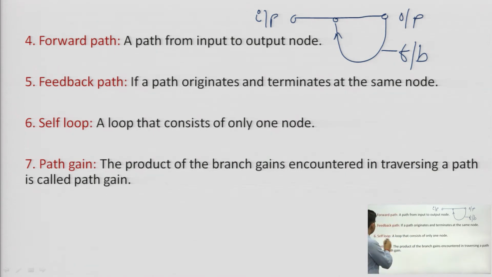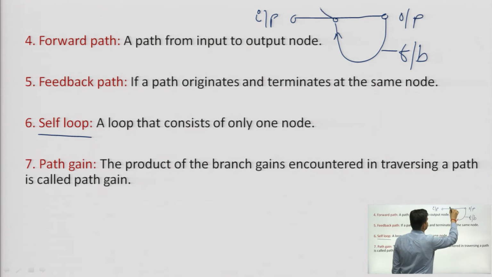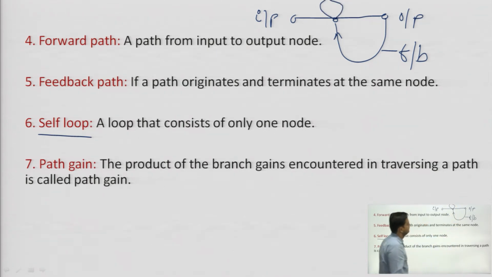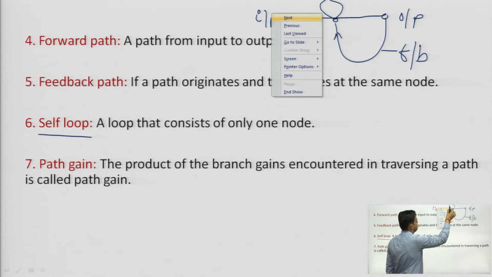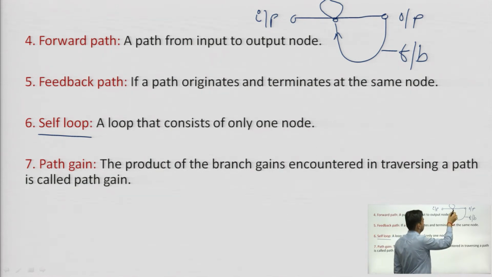Then self loop: if we have a node with a single loop, it means the signal originates at this node and terminates at the same node. So, we can say this is a self loop.